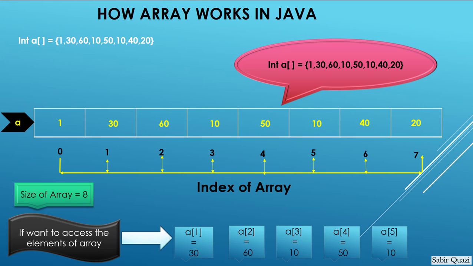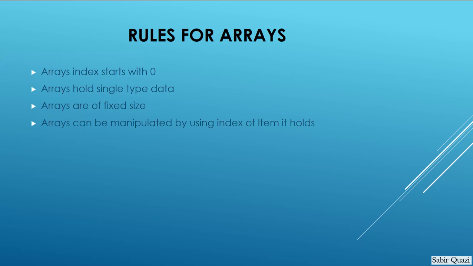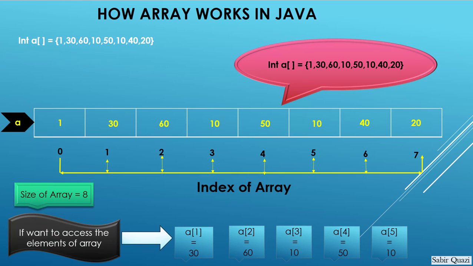Now the next rule is that arrays are of fixed size, meaning an array is fixed in size. So we can say an array is a fixed size data structure, meaning we cannot add any more elements to an array once we define the size of the array and assign values to it. If we modify an array, it actually creates a copy of this array, adds new values to it, and deletes the older copy.